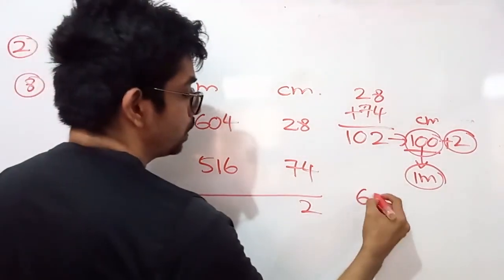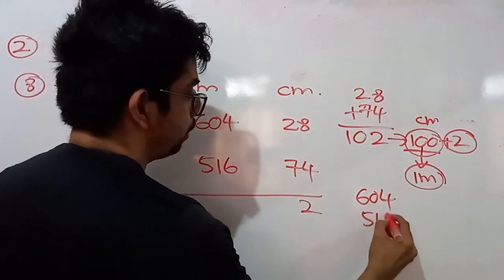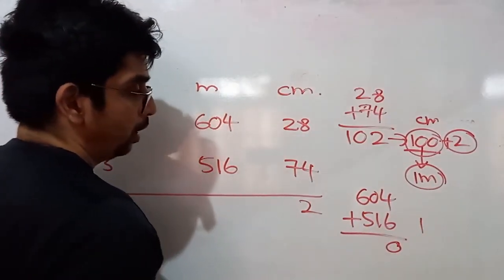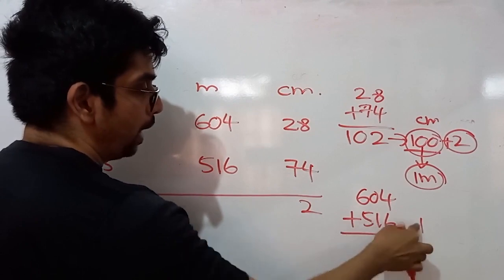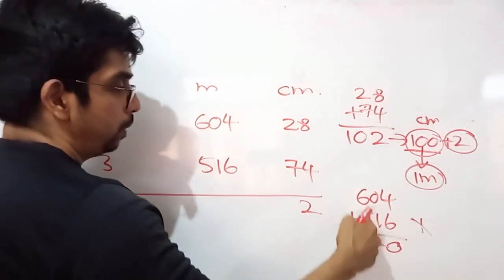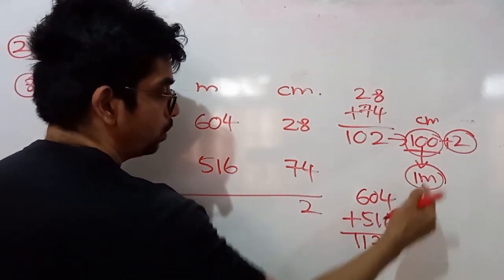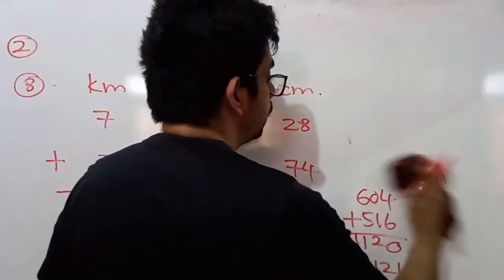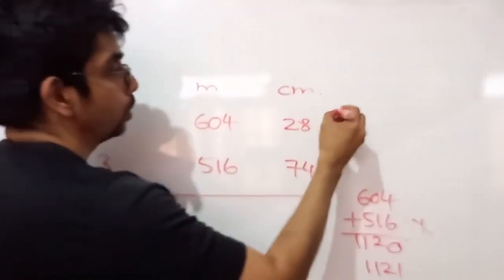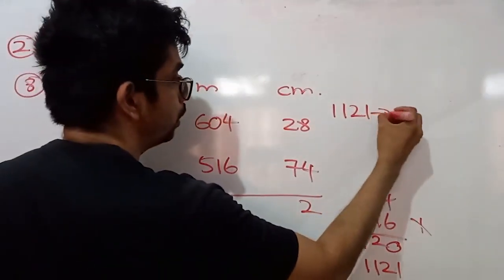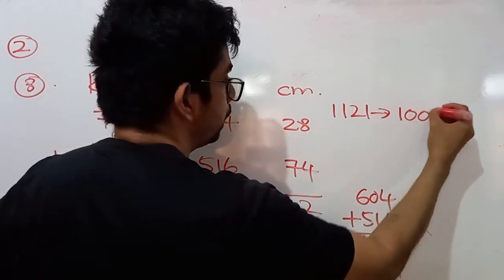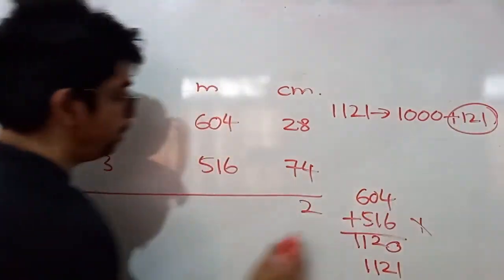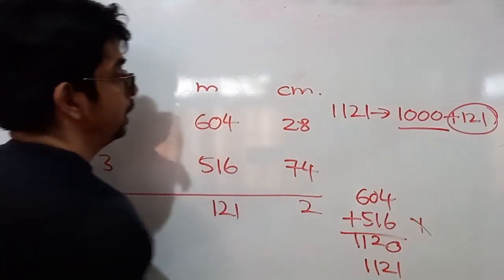Right? So 604 plus 516, 4 plus 6, that is 10. So there's a 1. 0 plus 1, that is 1. Add the 1, it becomes a 2. 6 plus 5, that is 11. Don't forget this one. So 1121. Then those are meters. So 1121, we can break this as what? 1000 plus 121. Then this is what we write here. These are what?